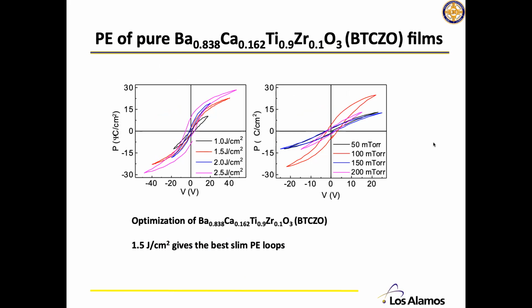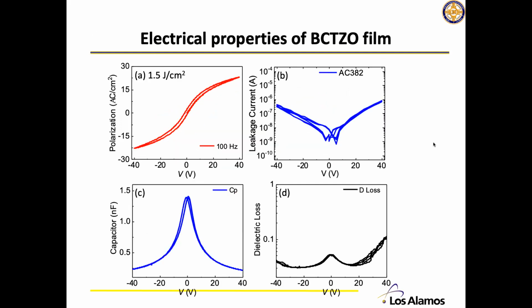Actually, we measure the bulk compound, the relaxor ferroelectrics. In one of these films, at 1.5 joule per square centimeter, you will see that it behaves very slim. So we think this will be a good candidate to start with. And let's take a look at this sample here. It shows very good dielectric and ferroelectric behavior.